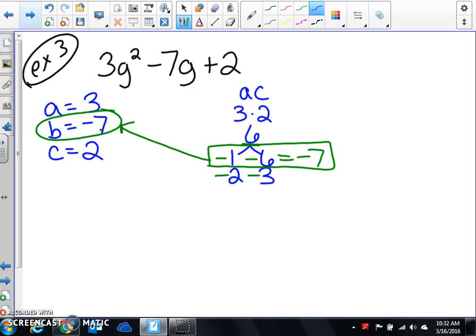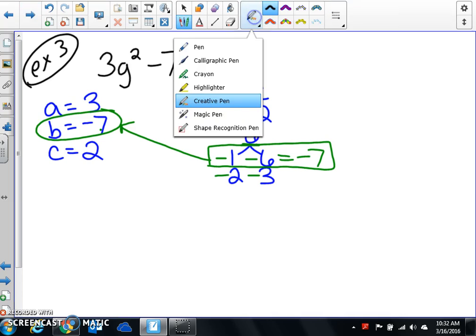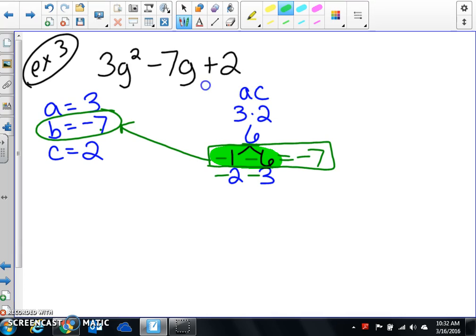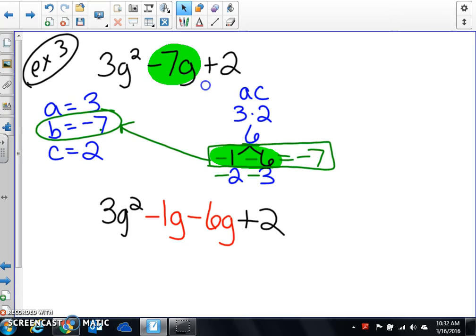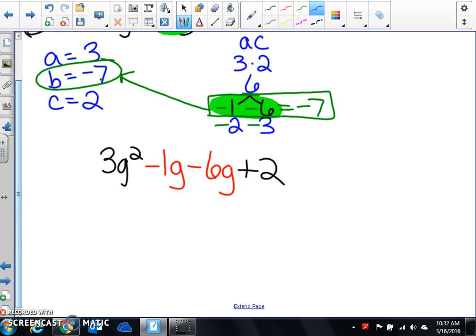So now I take my factors, and I'm going to substitute out up here. So I rewrite my 3g squared. I now sub in a negative 1g, a negative 6g, and then I just rewrite my plus 2. Now I've got 4 terms, so I factor by grouping.